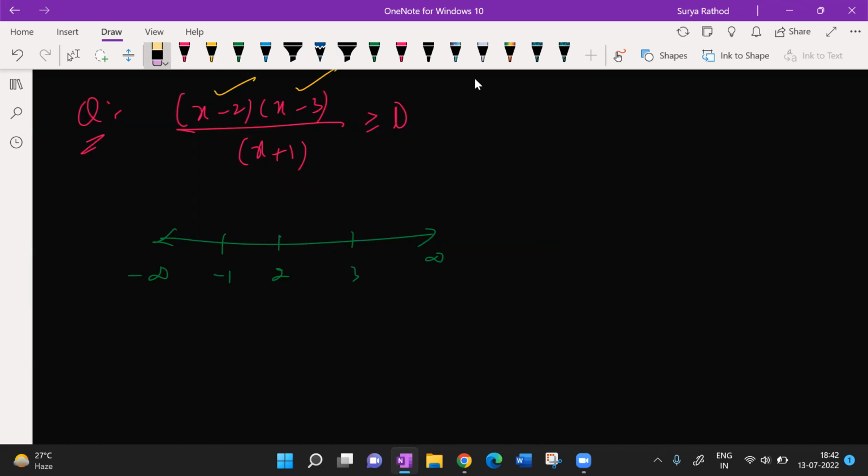I just plot all of those critical points on the number line. I should always start with plus, since everywhere the coefficient of x is positive and the power is 1, which is odd. So I blindly keep the signs: plus, minus, plus, minus, plus. What I need is greater than or equal to 0, which means I need the positive region.